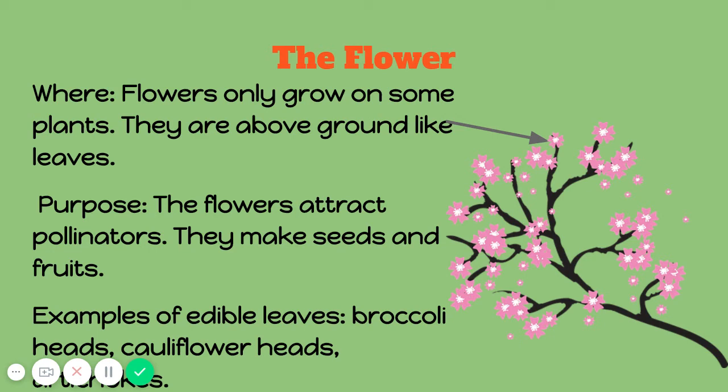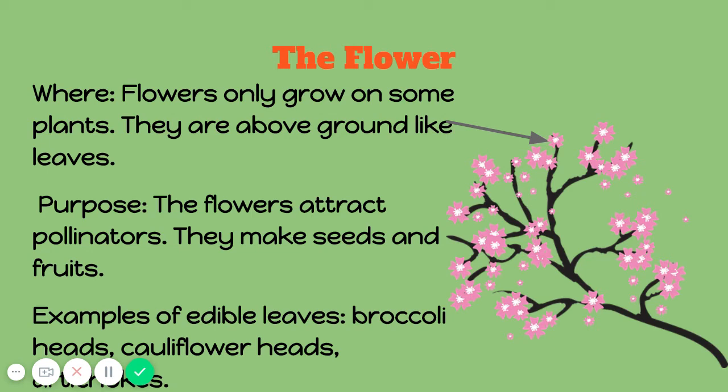They attract the pollinators. So they attract bees and other animals like maybe butterflies that drink the pollen and the nectar, and the pollen sticks to them and they go to other plants and then they make new plants. Okay? The flowers also make seeds and fruits, and inside those fruits are seeds also. And that's what makes new plants.